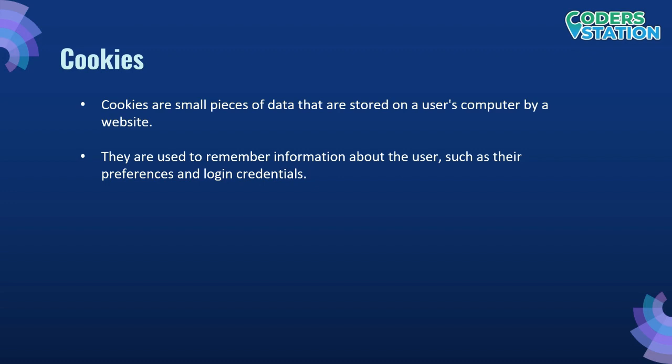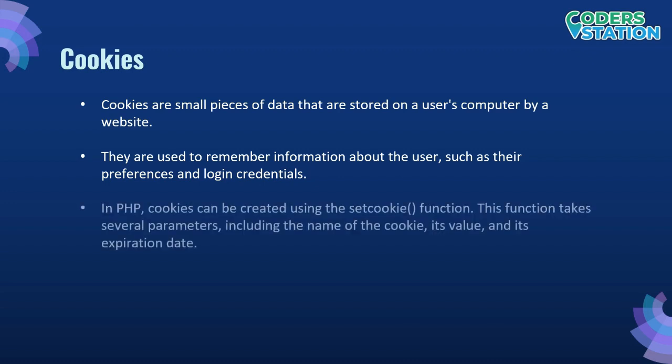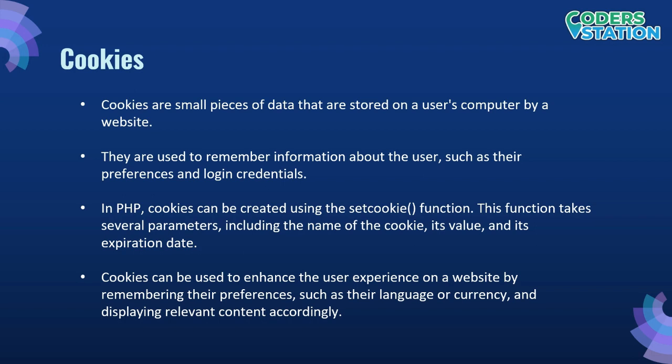In PHP, cookies can be created using the setcookie function. This function takes several parameters, including the name of the cookie, its value, expiration date and time, and various other things. Cookies can be used to enhance the user experience on a website by remembering their preferences, such as their language or currency, and displaying relevant content accordingly. Not only to store data, they are also used to store your preferences, that is, settings you choose on a particular website. So you don't have to repeat the same steps again and again, and you can get a head start every time.